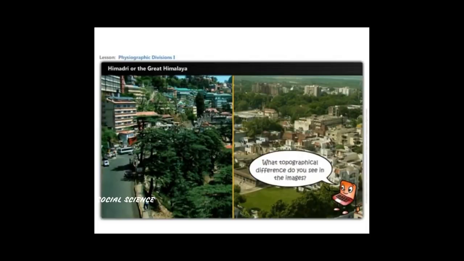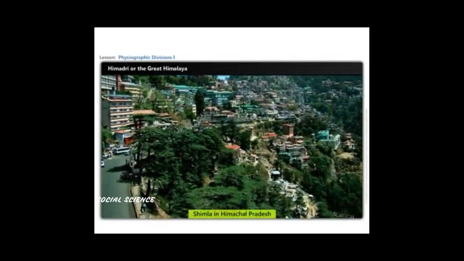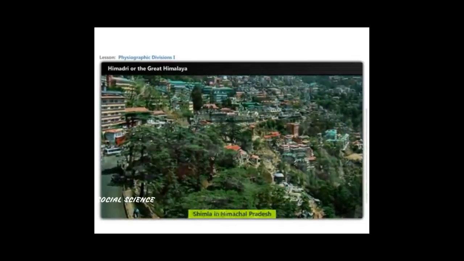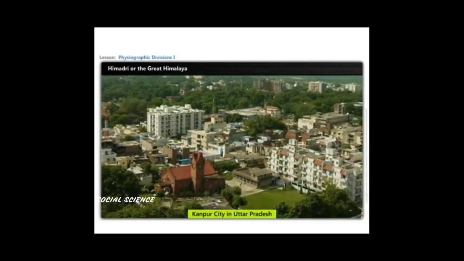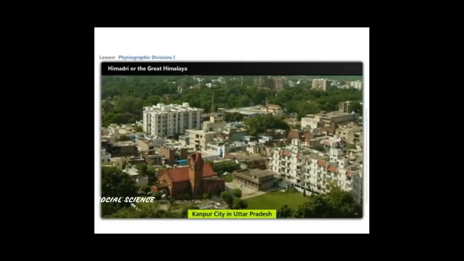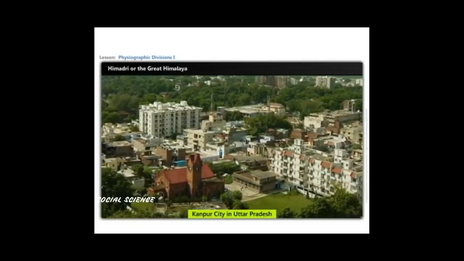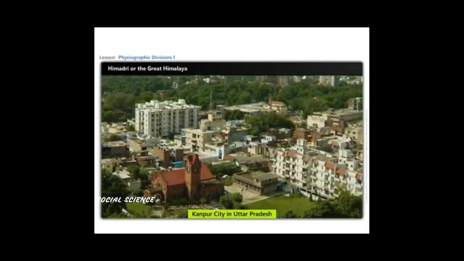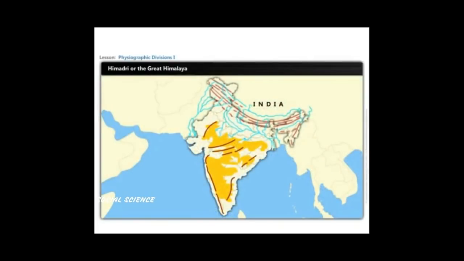What topographical difference do you see in the images? The Shimla city has a rugged topography and the Kanpur city is located in a flat topography. Thus, there is a great diversity in the physical features of our country. Look at the map. Can you figure the northern mountain ranges?